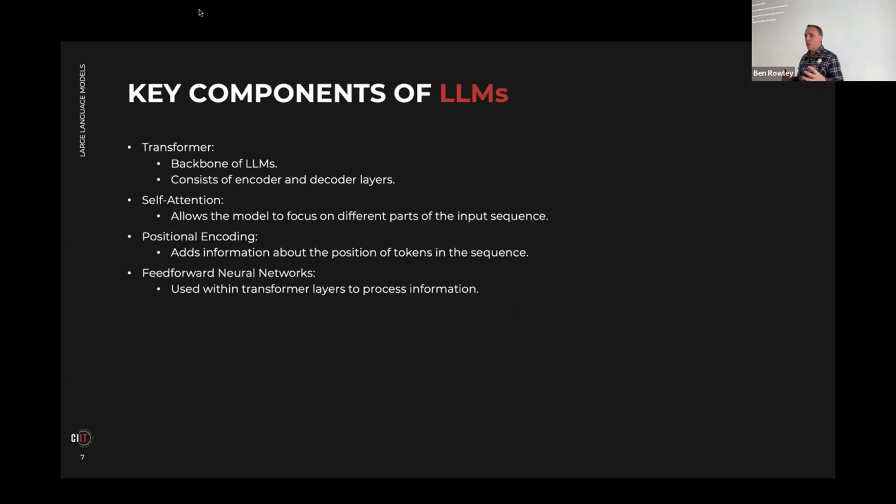It consists of encoder and decoder layers. Within there, we have the self-attention mechanism. So this allows the model to focus its attentions on different parts of the input sequence, which, let's say, is a natural language text prompt. So your user, or you yourself, have typed something into, for example, the ChatGPT web application. I'm sure we've all used it. We type in some query and the model is able to focus on different parts of that input sequence.